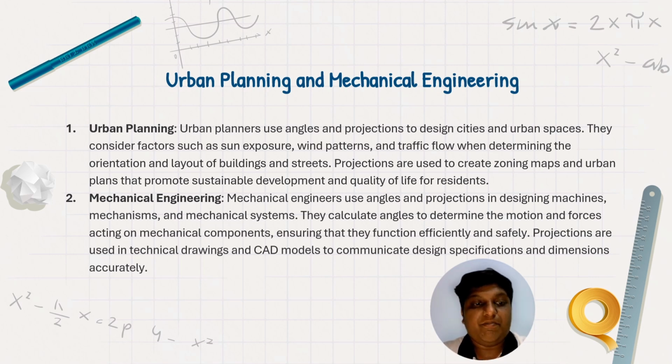And in the field of mechanical engineering, mechanical engineers use angles and projections in designing machines, mechanisms, and mechanical systems. They calculate angles to determine the motion of forces acting on a mechanical component, ensuring that they function efficiently and safely. Projections are used in technical drawings and CAD models to communicate design specifications and dimensions accurately.